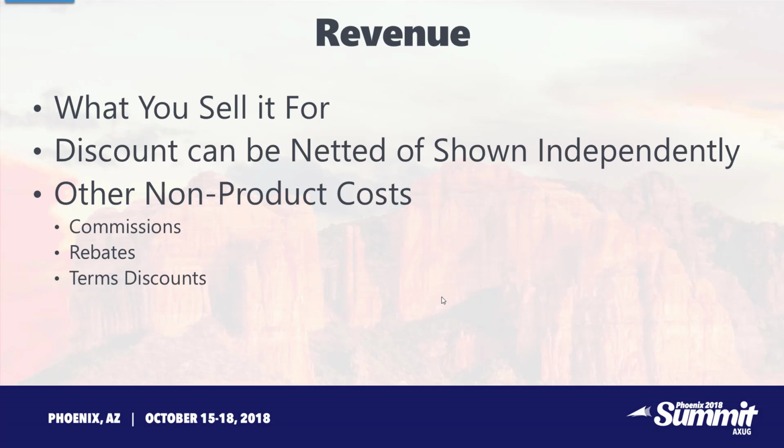The other thing you have to consider is other costs, and those are things like commissions. Commissions should be an adjustment of the cost of goods sold. Some allocation of rebates, if you're using a rebate module for your customers, needs to be considered. And things like terms discounts are a factor in reducing your overall profitability should the customer take them.